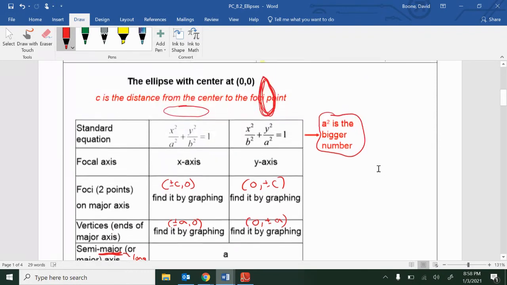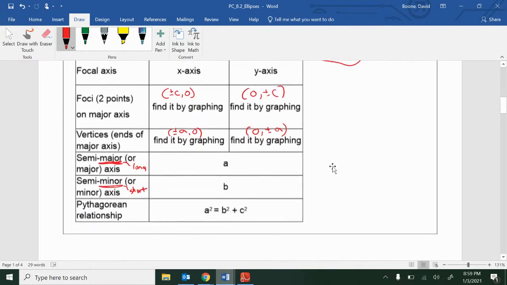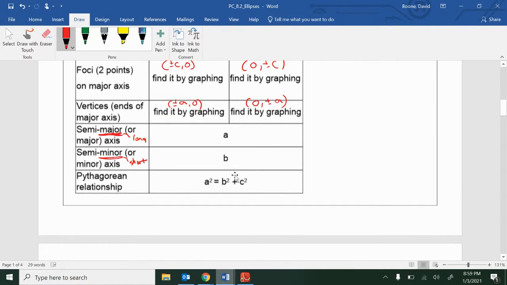And that's the same argument here for the minor axis. If we look at the minor axis, that's the short one. The distance from the middle here up to here is b, which should also be the same distance here. So the length of the minor axis is 2b. The semi-minor axis, or the half of the minor axis, would be half of 2b, which is just b. And then we talked about that Pythagorean relationship. Again, remembering this a value is the longest.